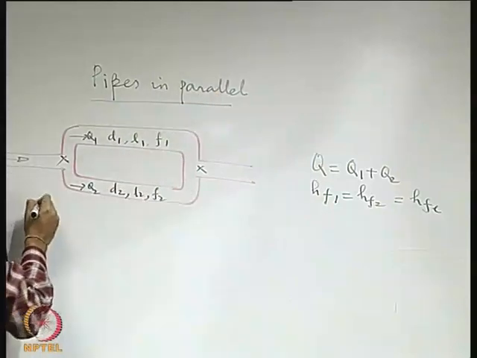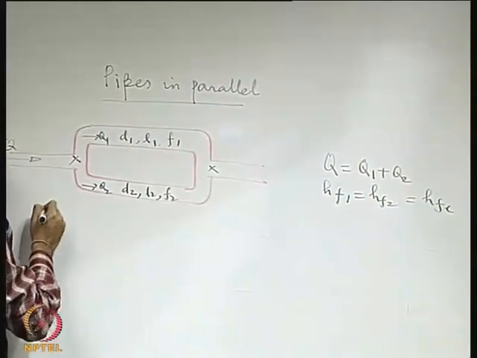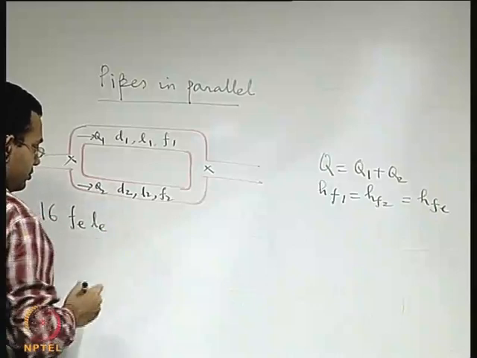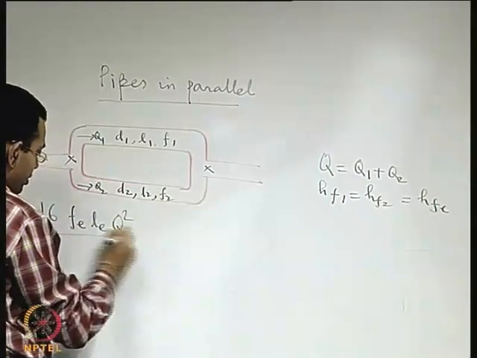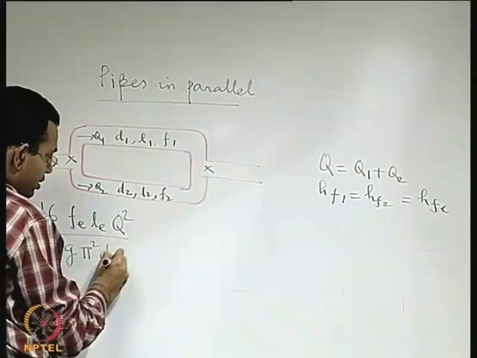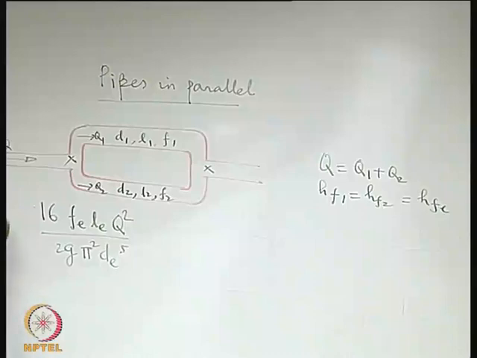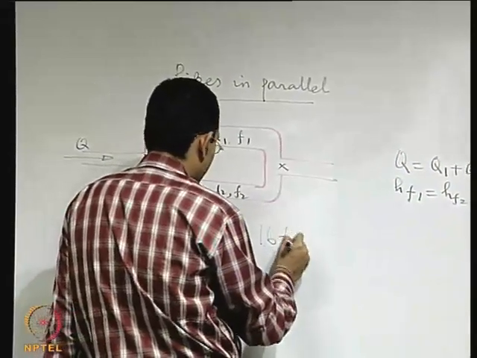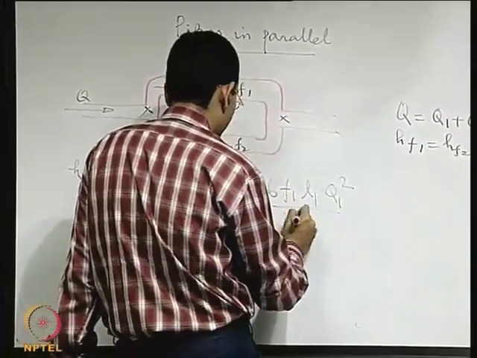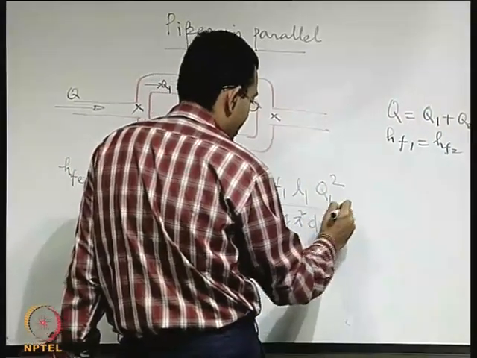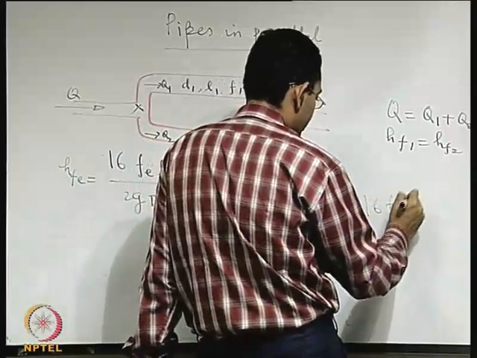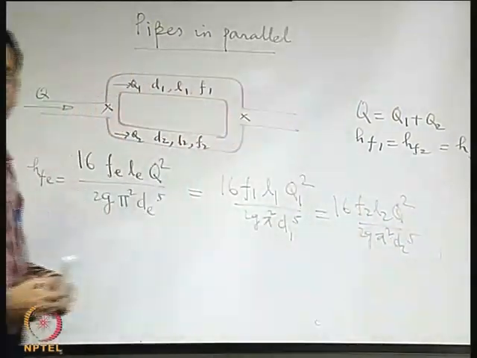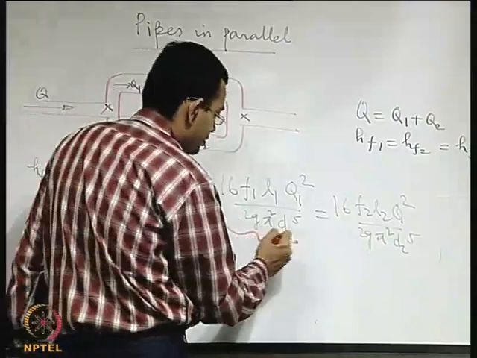So what is the HF of the equivalent pipe? 16 FE LE Q square by 2G pi square DE to the power 5, right. This is the HF of the equivalent pipe. This is equal to HF1, that is 16 F1 L1 Q1 square by 2G pi square D1 to the power 5, and this is also equal to HF2, okay. So this is HF1, this is HF2.